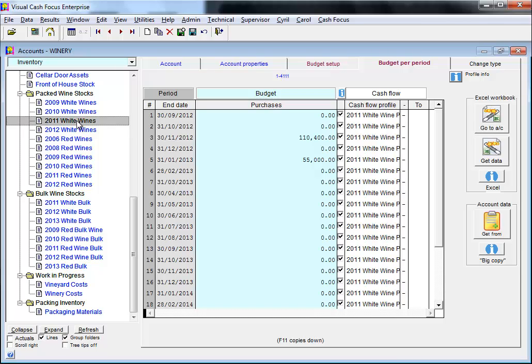Here we can see a transfer into 2011 white wines bottled stock from 2011 white wine bulk. These transfers all occur according to a production plan. Transferring winery and harvest costs to bulk stock and finally bottled stock follows the production and sales processes. Sales less the standard cost of bottles sold produces an accurate monthly profit result.